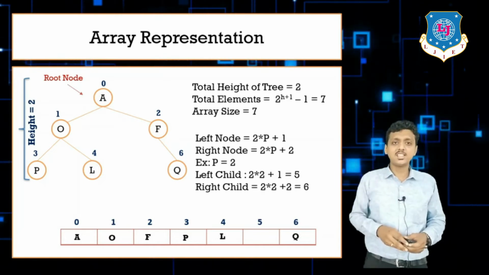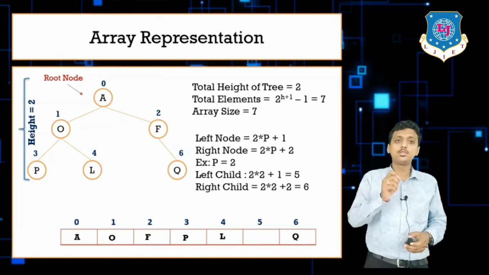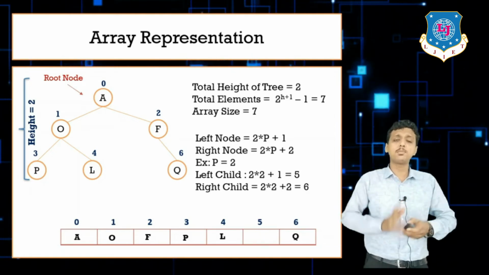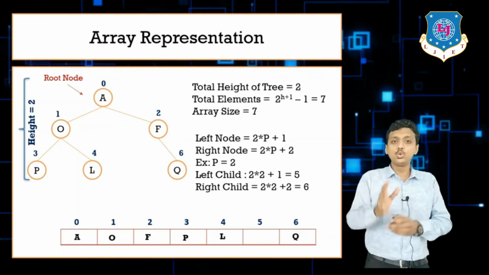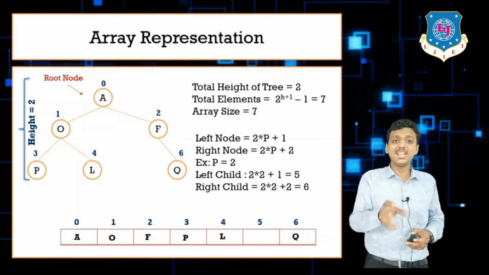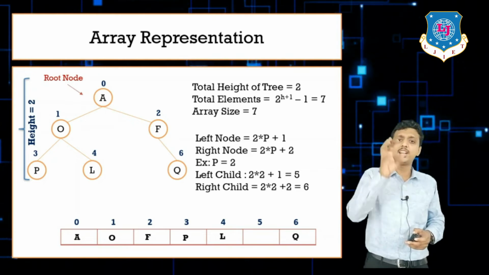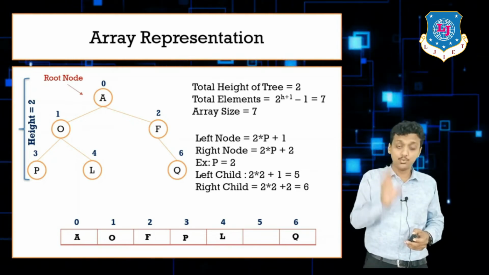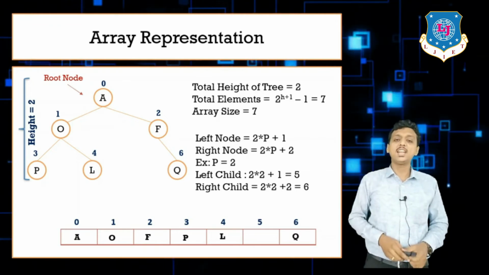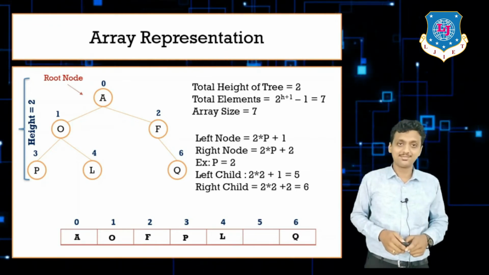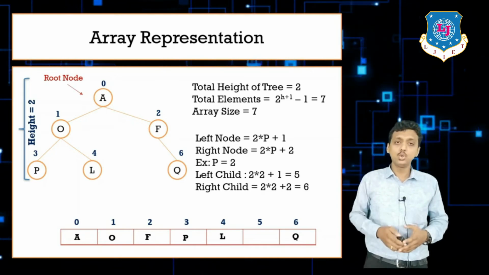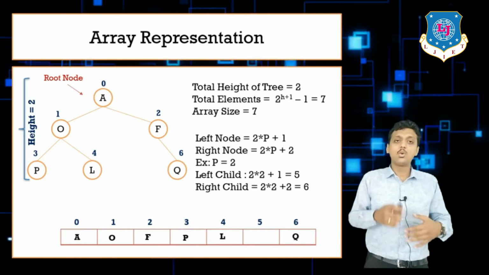Now how to get the right child of a particular node? The formula is 2 into P plus 2. So it becomes 2 into 2 plus 2. So 4 plus 2 becomes 6. So now we can easily say that the right child of node F must be situated at the 6th position. Fine. So these are the two different formulas I needed to show you for the array. Okay, now let's move forward.